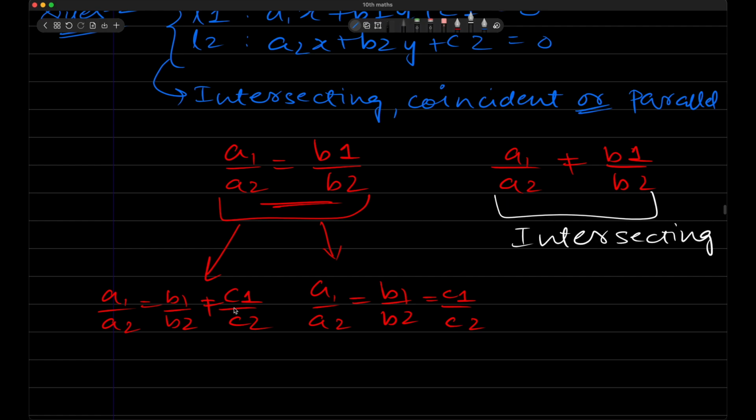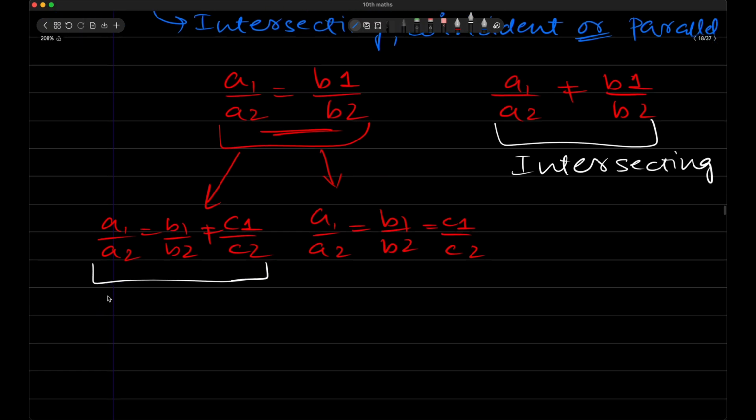If these both are equal, then we check C1 upon C2. If A1 upon A2 equals B1 upon B2 not equals C1 upon C2, then it is a parallel line, and if A1 upon A2 equals B1 upon B2 equals C1 upon C2, it is a coincident line.